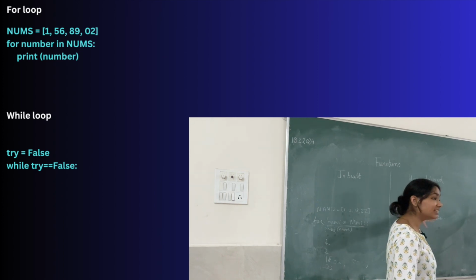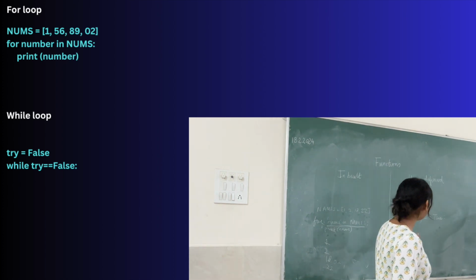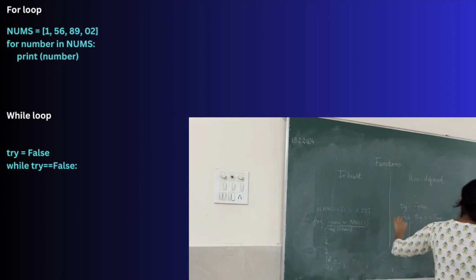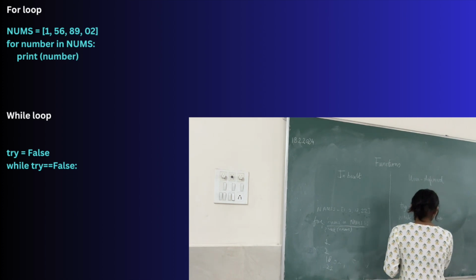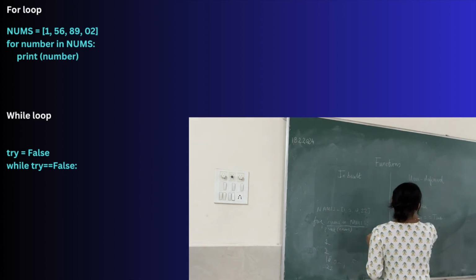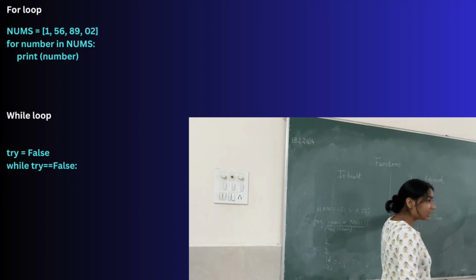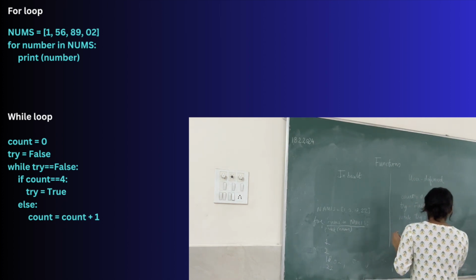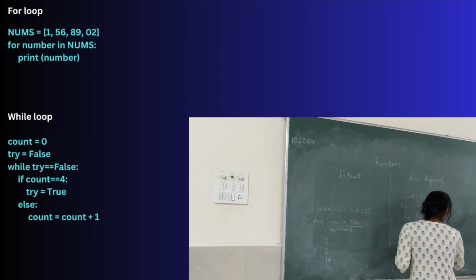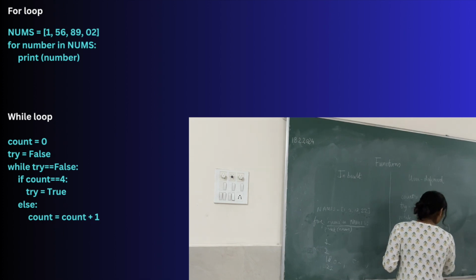And how do you add this condition of changing try to true? Let me think of a program. Maybe you have a variable called count, and you want it to run 5 times. It's 0 right now, so I want to get to 4. 0 to 4 is 5, right? So if count is equal to 4, then my try will become true.